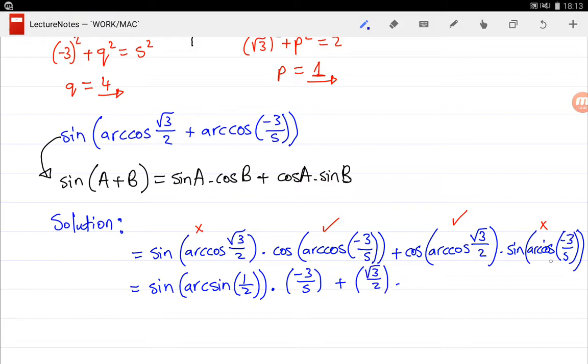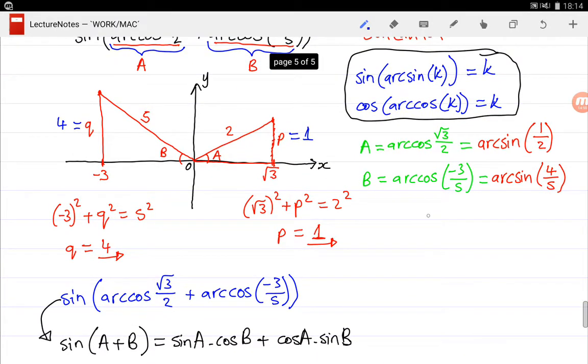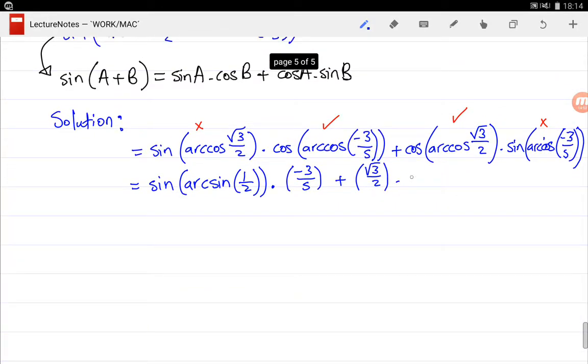And this one, we have to change arc cos into arc sine. So we're going to use the relationship we found for B in terms of arc sine to be arc sine of 4 over 5. So we're going to be having sine of arc sine of 4/5.